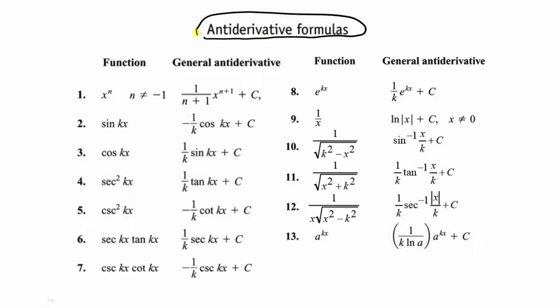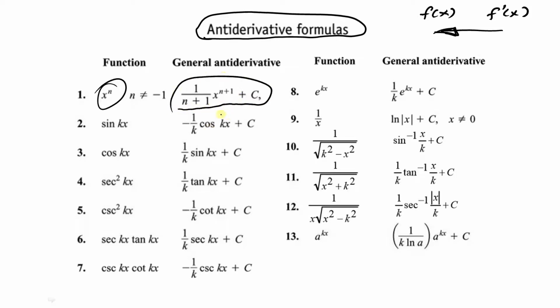You can think of a lot of antiderivative formulas just by knowing that if you have f of x and know its derivative, f prime of x, you can find its antiderivative by going backwards through the table. For instance, x to the n has an antiderivative of x to the n plus 1 over n plus 1 plus c.